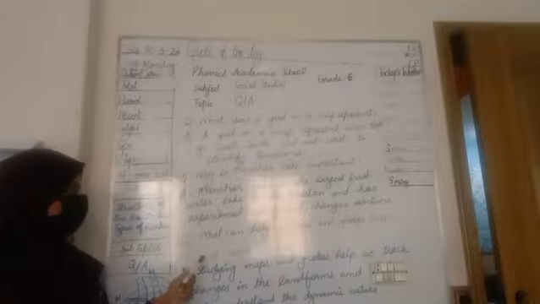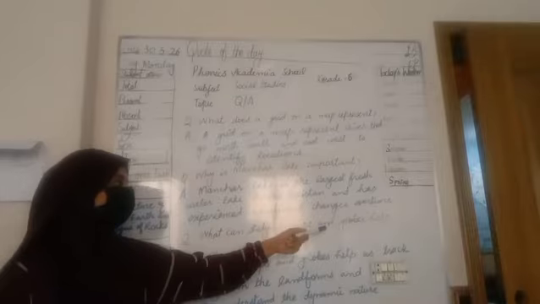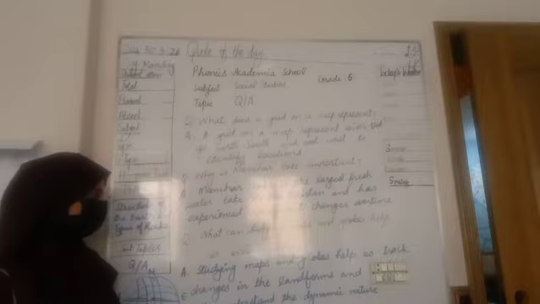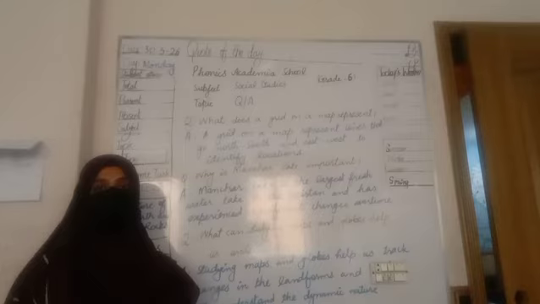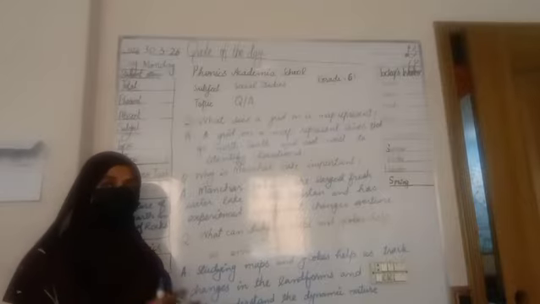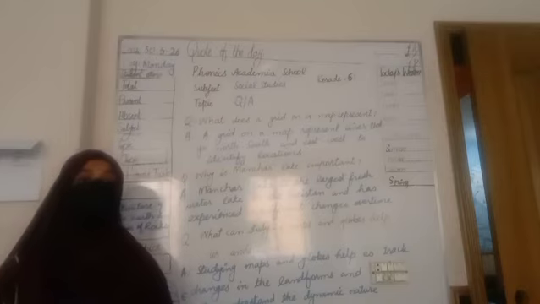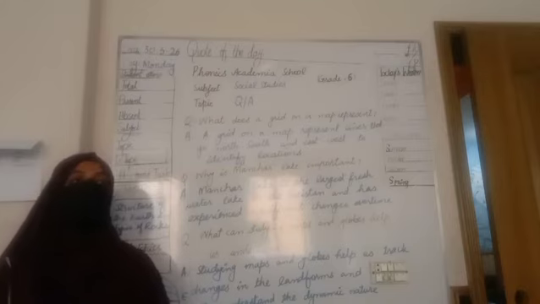Moving towards the next question, what can studying maps and globes help us understand? Studying maps and globes helps us track changes in the landforms. For example, if we are studying the Himalaya mountain ranges of Pakistan and we have studied maps and globes, it means that we will know exactly where it is located and how it has changed in recent years, and better understand the dynamic nature of our planet.